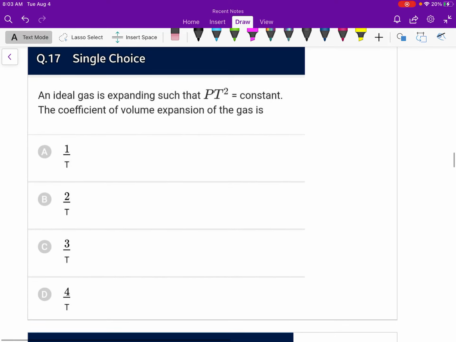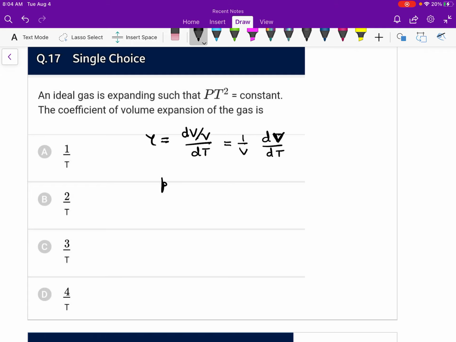An ideal gas is expanding according to this, the coefficient of volume expansion. So coefficient of volume expansion, gamma, is fractional change in volume per unit rise in temperature, that is 1 by V dV by dT. Okay, so dV is V gamma. All right, so 1 by V dV by dT.